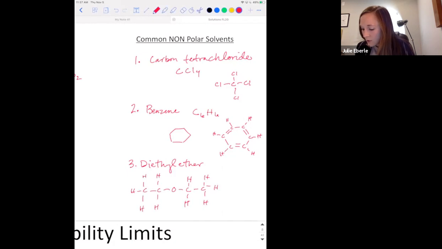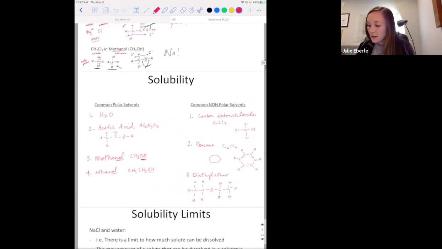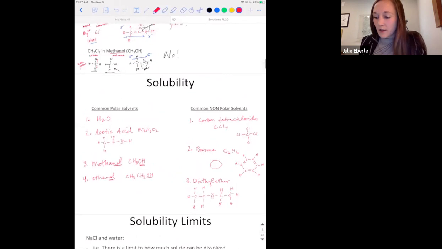All kinds of symmetry. And you do have this oxygen in the middle, but because there's symmetry there, these are common nonpolar solvents. So that's, again, you don't have to memorize all these things, but I think this will help you on style of questions like above.